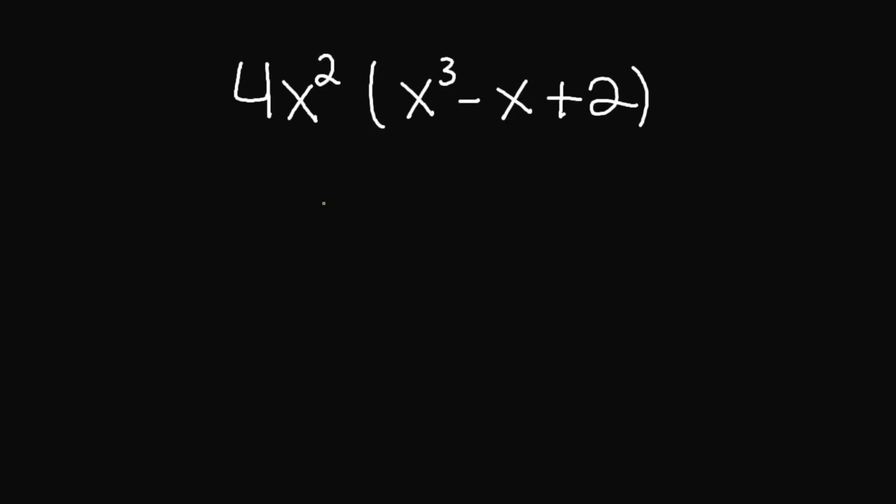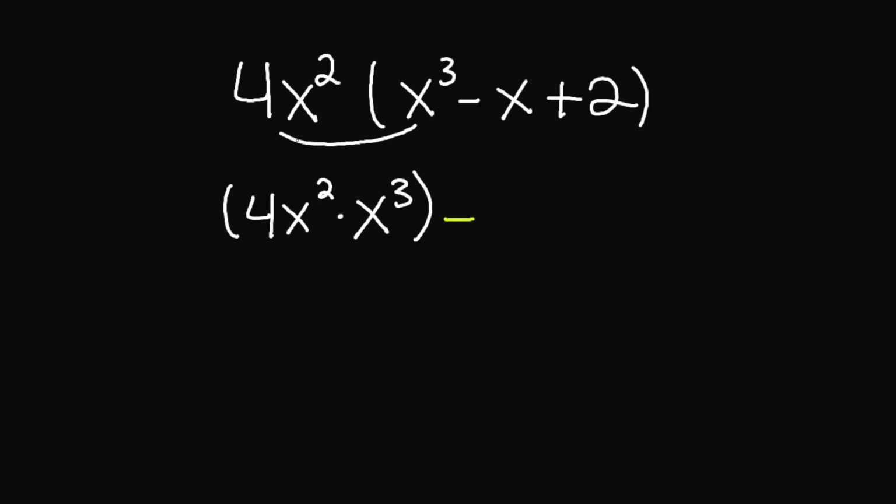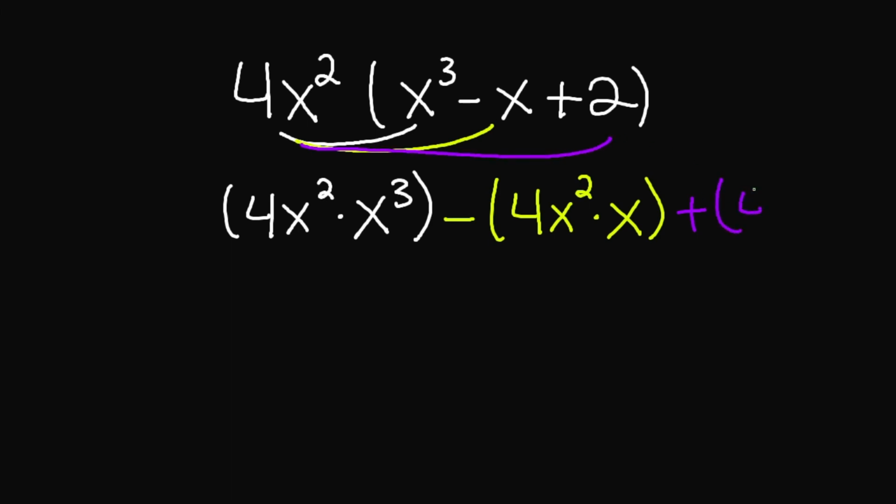Let's try one more example. We have 4x squared times x cubed. This is going to be 4x squared times x cubed minus 4x squared times x, plus, from right here, we have 4x squared times 2. So 4x squared times 2.